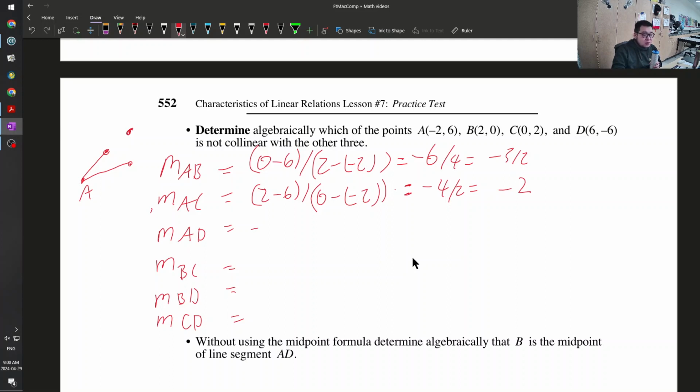Okay, AD: negative 6 minus 6 divided by 6 minus negative 2. Negative 12 over 6 plus 2, 8. Divide top and bottom by 4, negative 3 over 2. So that means this is B, this is D, or D and B can be switched, I don't know. And C is the odd one out because it doesn't have the same slope as AB and AD. So the answer is C.